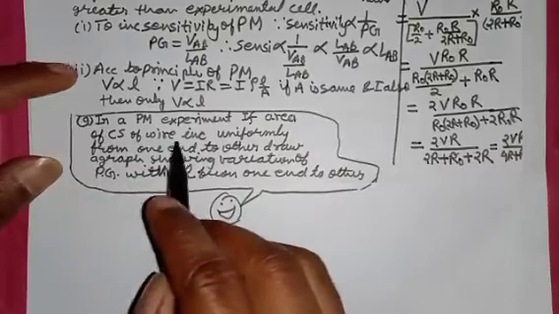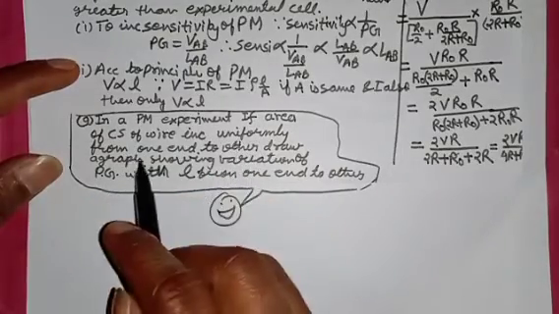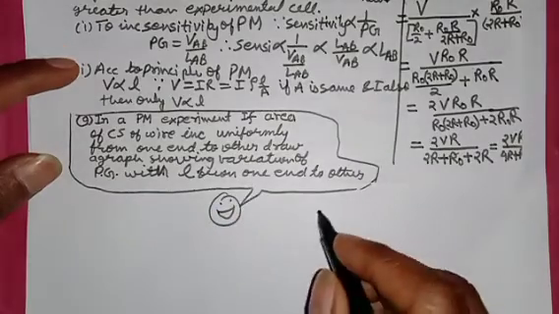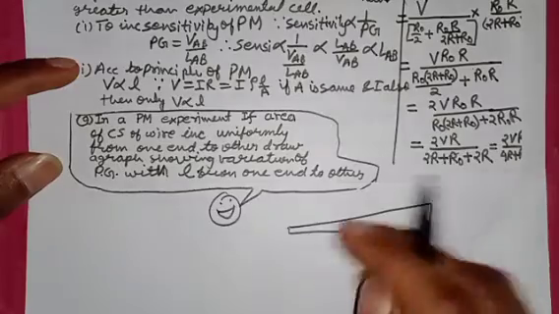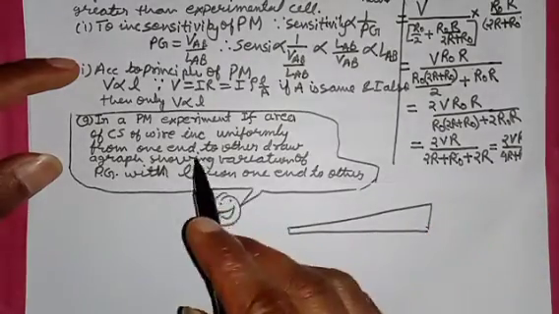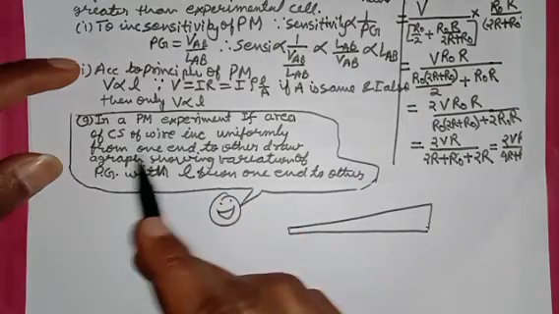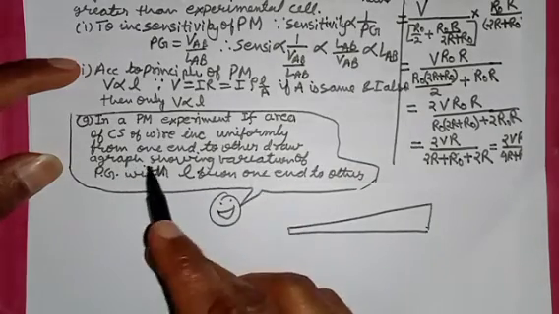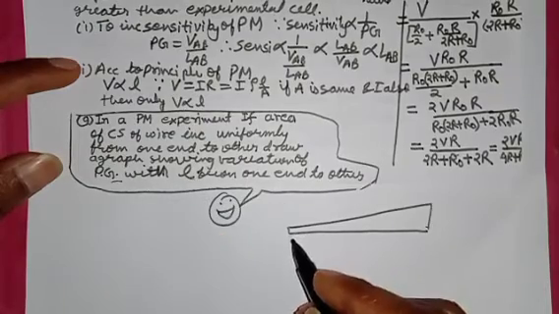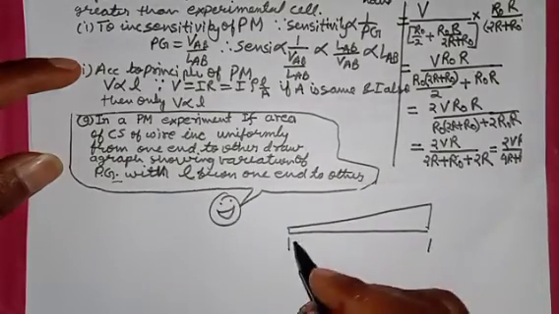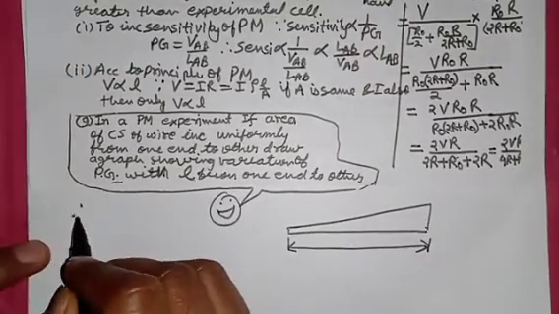Alright, in a potentiometer experiment, if the area of cross section of the wire increases uniformly from one end to the other end, it is like if the wire is of this form, area of cross section is increasing uniformly from one end to other, draw a graph showing variation of potential gradient with L. So how will potential gradient change across this wire? Interesting. All right, now we will start it from here.